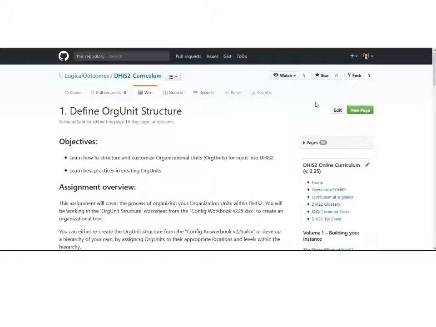So here we are on the Logical Outcomes online curriculum, and we're on our first assignment. In this assignment, we're going to learn how to structure and customize organizational units, or OrgUnits, to input into DHIS2. So this is an offline assignment, and you'll be doing this in your workbook, on the very first tab, Define OrgUnit Structure. And we'll be going through this together.